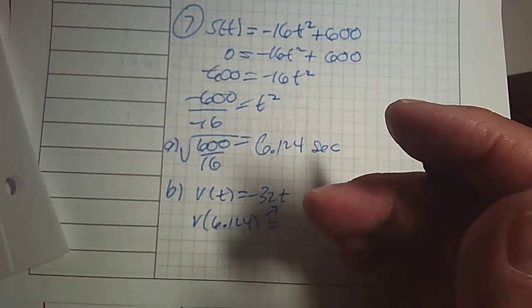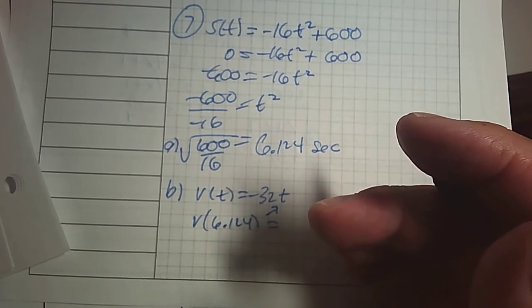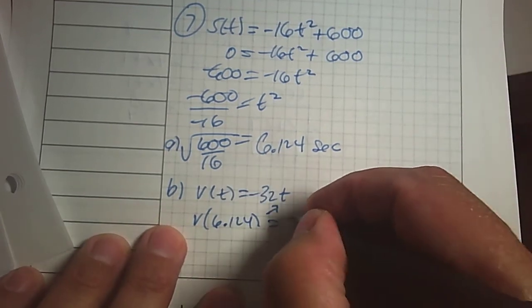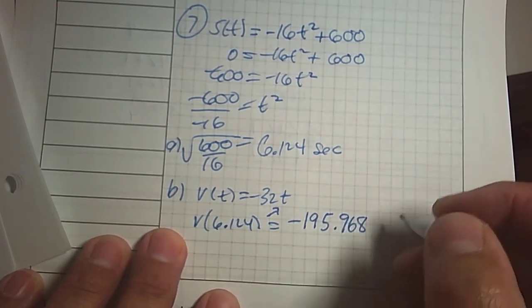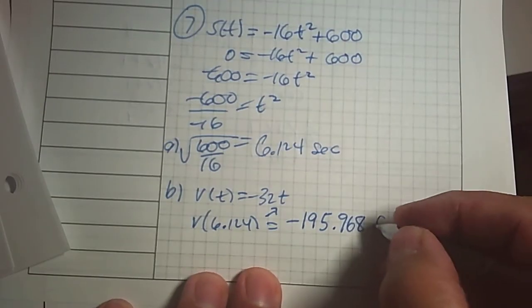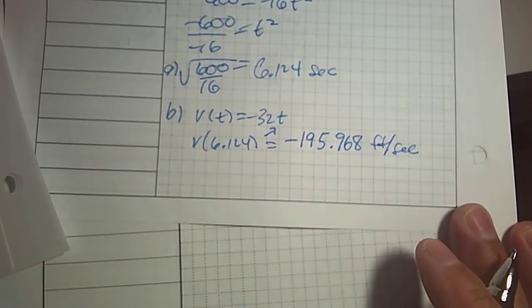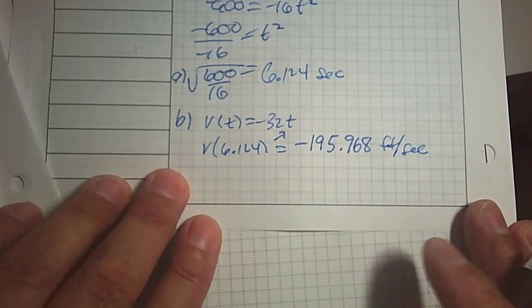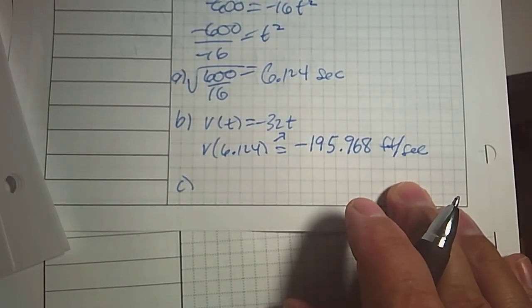So negative 32 times 6.124, and you get about negative 195.968, and this is in feet per second. So as it's hitting the ground, that's how fast it's hitting the ground when it hits the ground from 600 feet. Really fast, right? All right, part C, last one to this, and then this part of the video will be done, and I'll do another video on the second half of the assignment.